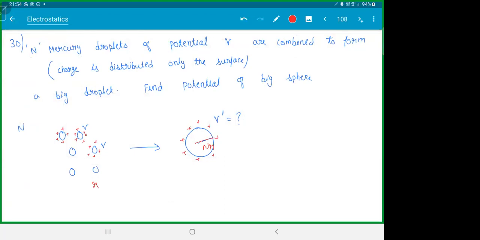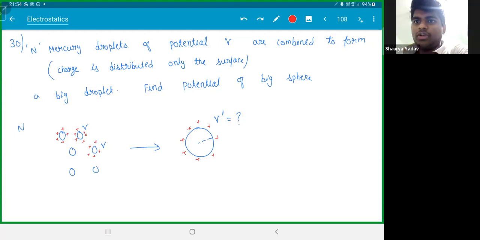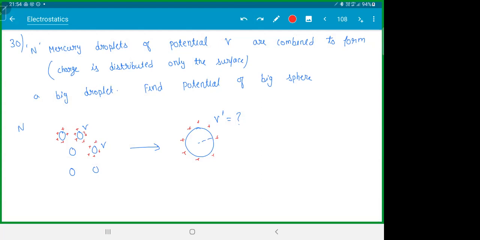No. Radius won't add. When you add droplets, what is conserved? Volume. Radius is not. First find the radius of the big sphere. Try. If n small spheres of radius small r are combined, find the radius of the big sphere. Calculate that first. Everyone should give it a try.